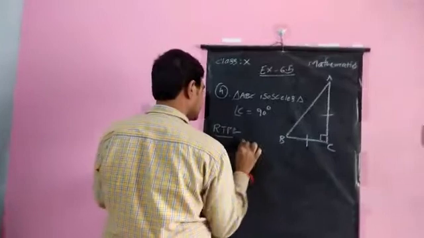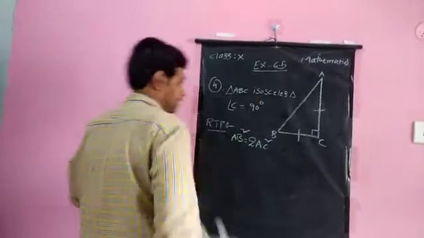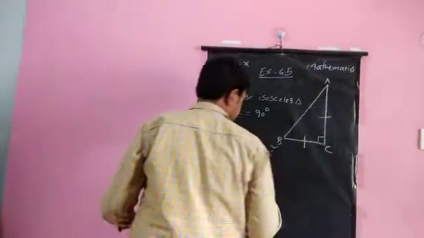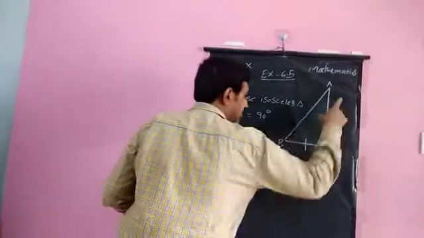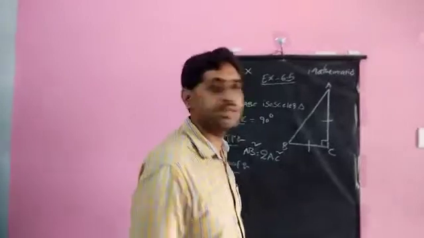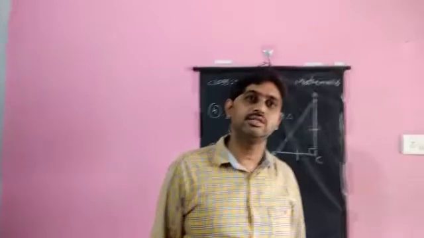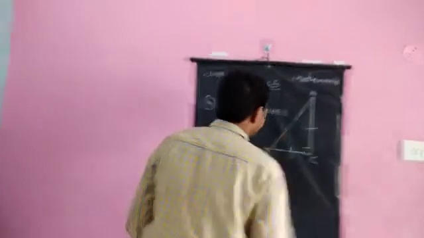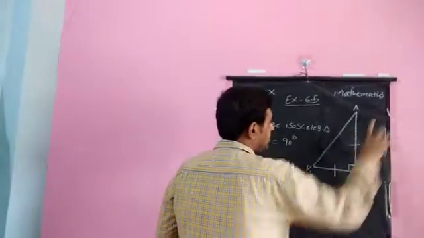What he is asking us to prove is AB square equals 2AC square. This is our RTP: AB square equals 2AC square. And in order to prove this, we have a triangle ABC here. Since it's a right-angled triangle, we can apply the Pythagoras theorem. Pythagoras theorem states that in a right triangle, the square of one side equals the sum of the squares of the other two sides. So we can write AB square equals BC square plus AC square.